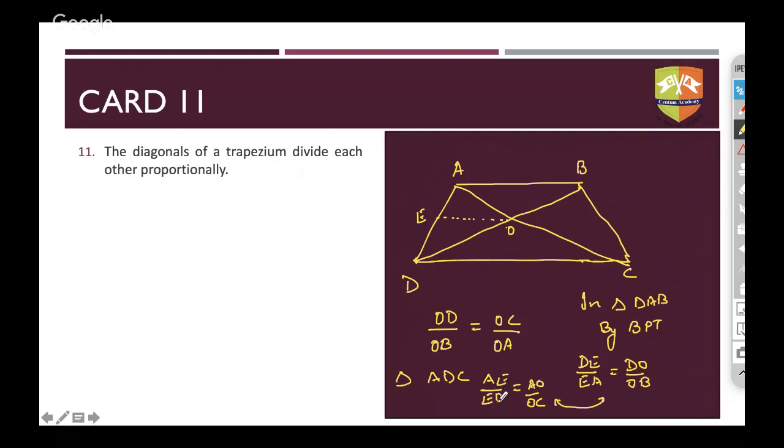for example, here AE upon ED is there. Here it is the reciprocal of that ratio. And hence, if you reciprocate it, it will become OB by DO. And if you equate them, you'll get this particular relationship for AO. So it falls out directly from here, right? So that's how you can prove this theorem.